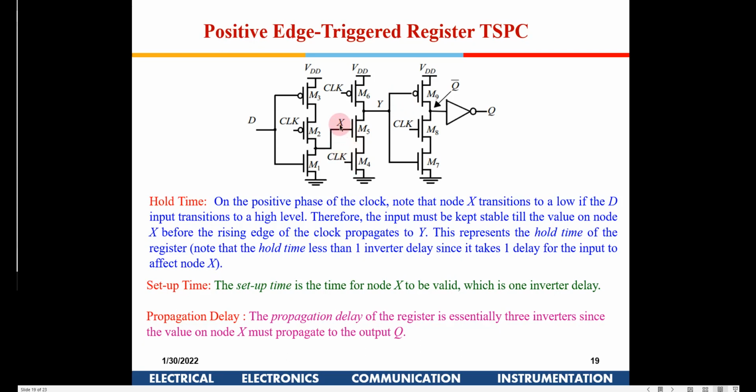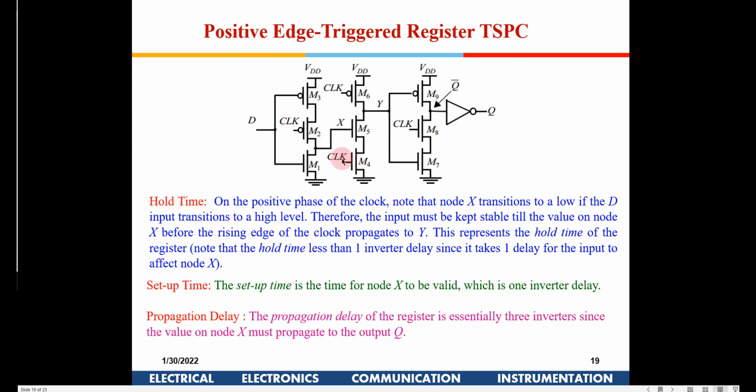So how long X, or D, should be stable is when the clock is going high. If it were 1, then it should allow this Y to get discharged completely, right? So that means this X has to remain constant till this Y gets completely discharged, and hence we can say that the hold time is 1 inverter delay. So D should not change during that period, otherwise this Y will not get discharged completely. So in this case, the hold time of this particular circuit is 1 inverter delay, right?